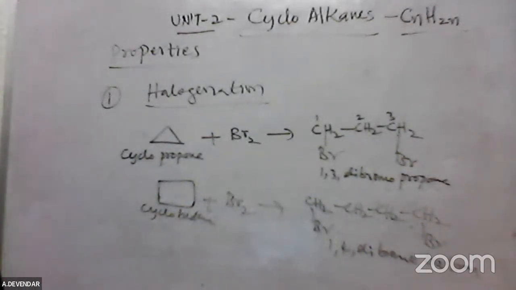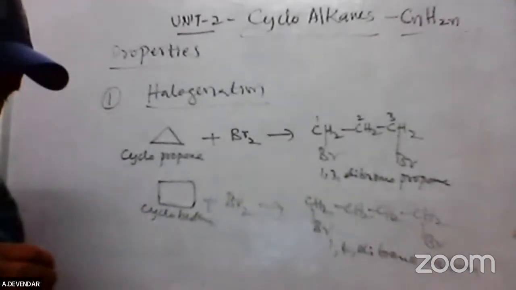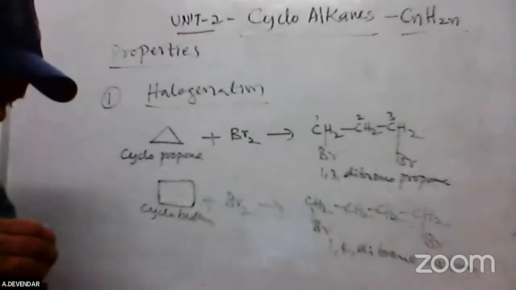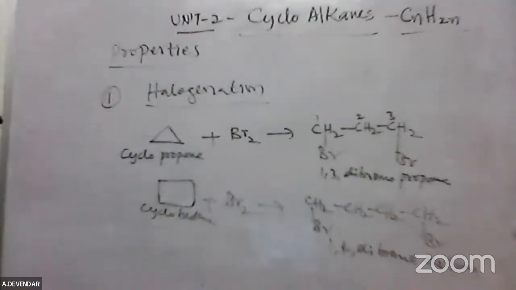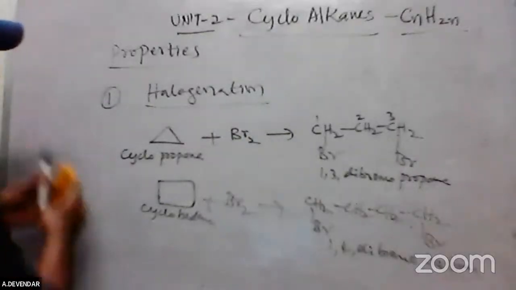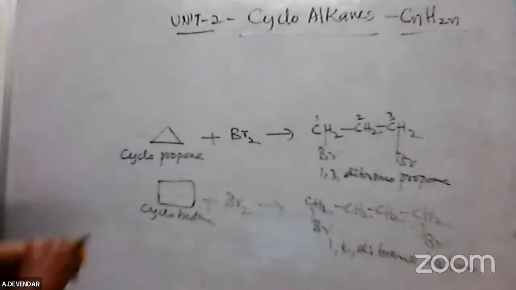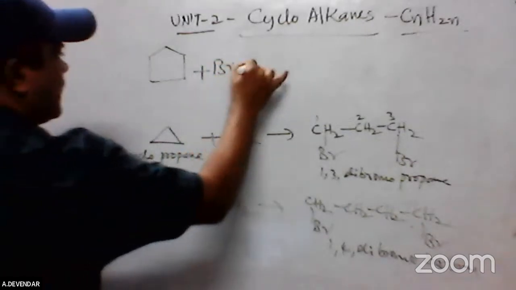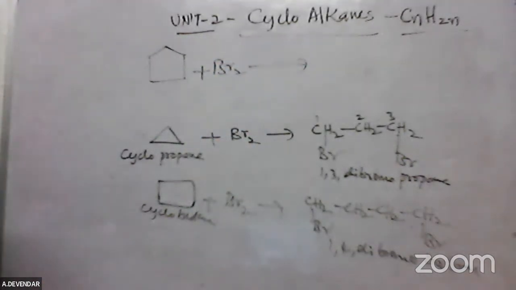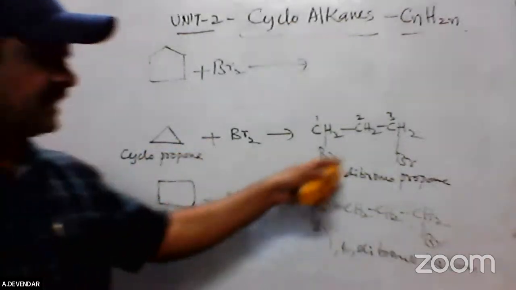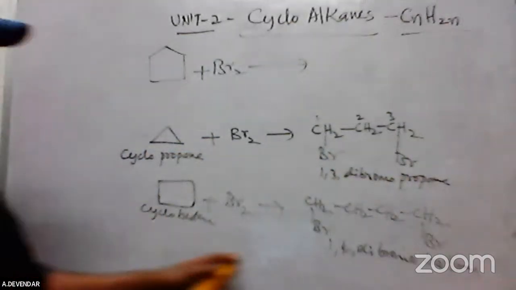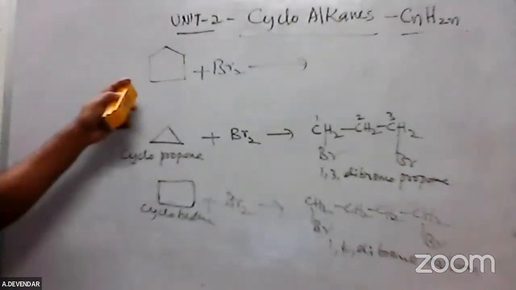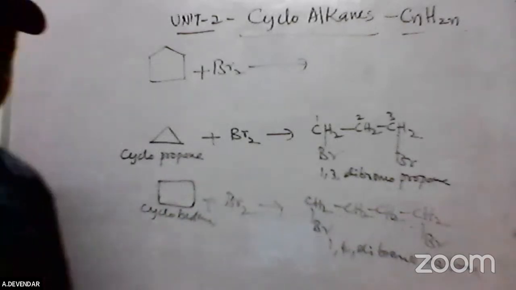When the cyclopentane is reacted with the bromine, what happened? If I write it on the top, this is a cyclopentane. Bromination. What do we get? What are you expecting? Cyclopropane is getting, sir, 1,3-dibromopropane. Cyclobutane is getting, sir, 1,4-dibromobutane. Cyclopentane, you may expect 1,5-dibromopentane, sir.